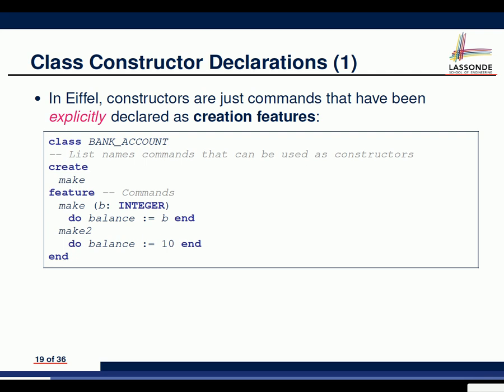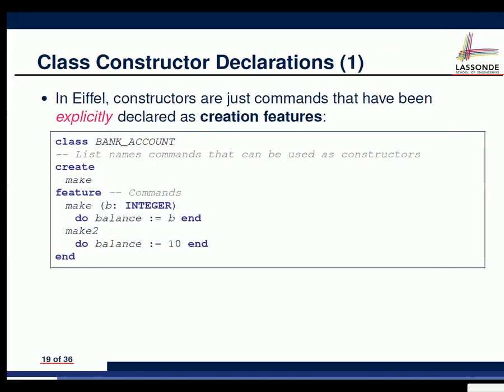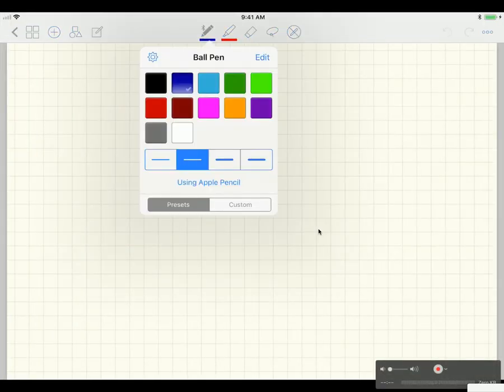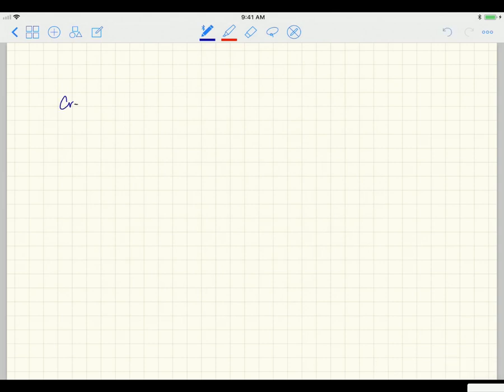Let me show you exactly what I meant. Look at that, and then I'm going to show you a new page over here. Make and make2, right? Okay, so now remember, in the creation clause we have make, and then under the feature clause, we have make and the rest of the details, and also make2 with the rest of the details.